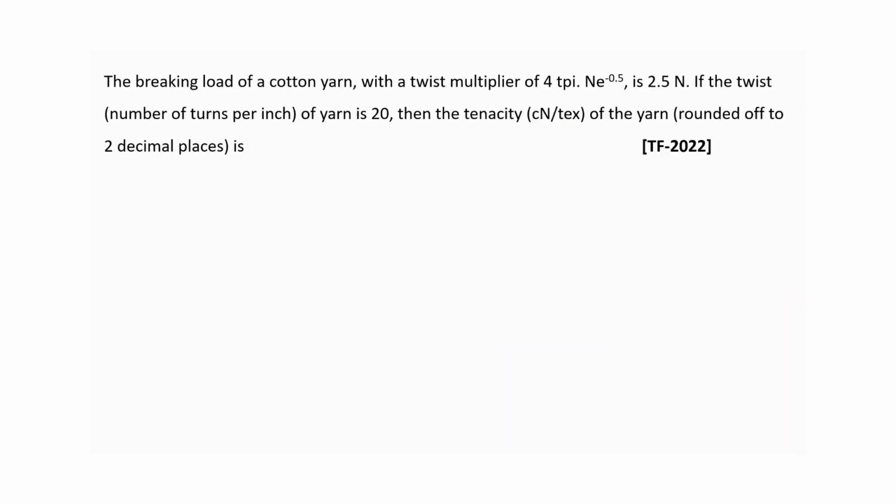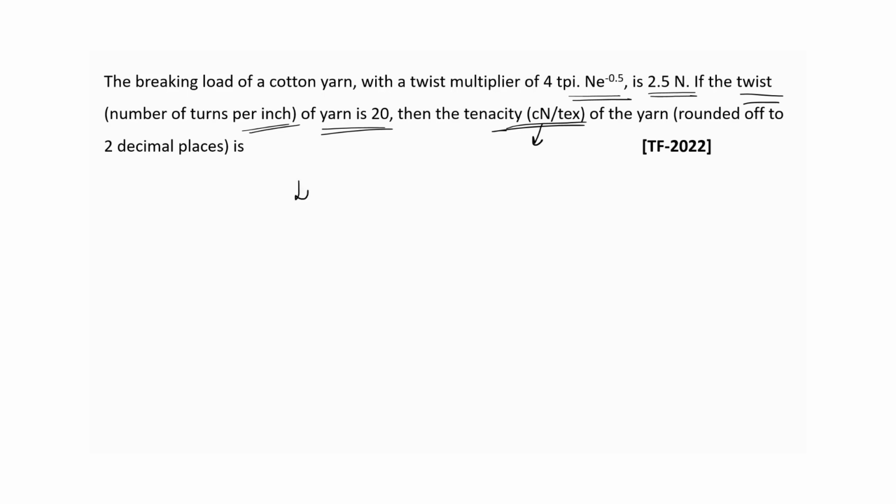The breaking load of a cotton yarn with twist multiplier 4, TPI equals TM into under root NE, indirect count, is 2.5 Newton. If the twist, number of turns per inch, of the yarn is 20, then the tenacity in gram per tex or centi-newton per tex of the yarn, rounded off to 2 decimal places, is? This is very simple. The unit of tenacity is centi-newton per tex. Just calculate the centi-newton, that is the yarn force load.